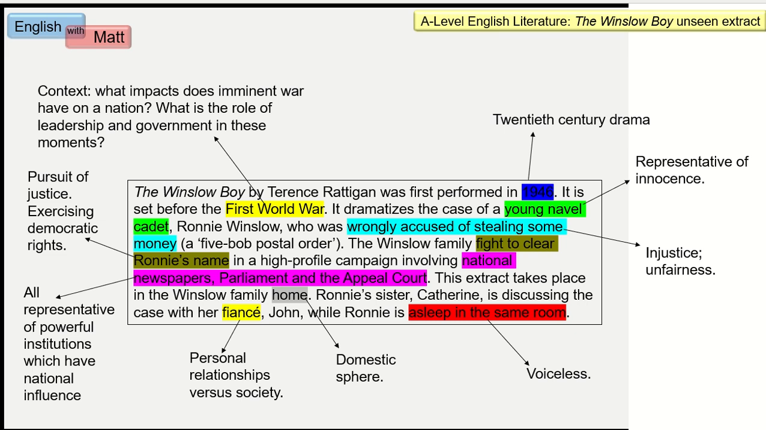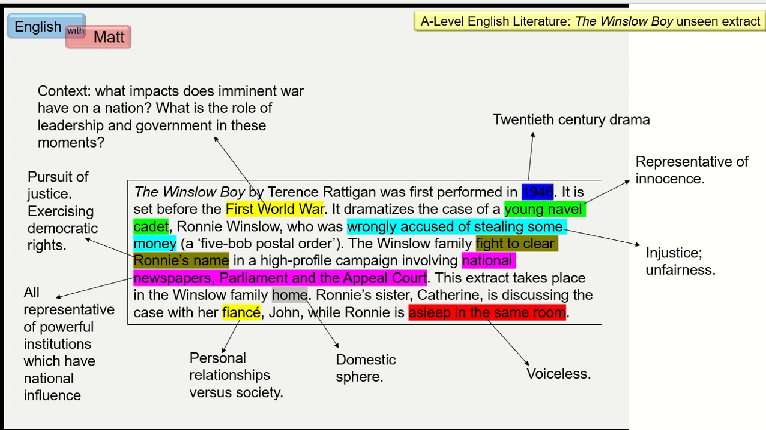So that immediately helps us think about what the crux of this extract is. It's about this young boy, this teenager, 14-year-old, who has been wrongly accused of theft by a powerful institution like the Navy, and his sister Catherine and her fiancé John, or more so Catherine really, are determined to make sure that Ronnie gets a fair deal in terms of the justice system, the judiciary, the courts, the government, and so on. So the context box here is immediately starting to kind of direct us into the right line of inquiry.